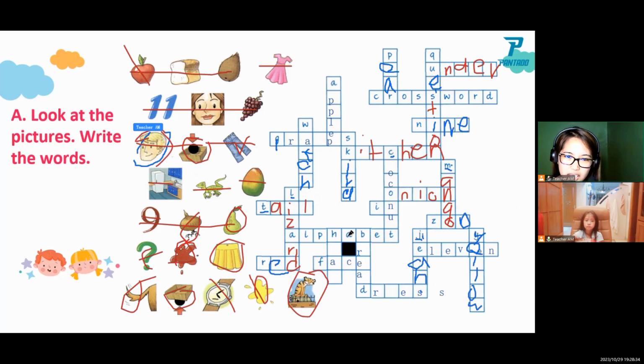Okay, and what do you think is this, Zoey? This is hair. Okay, it's here. H A. Oh no. I don't know that one. Yes, so we'll just leave it like that.